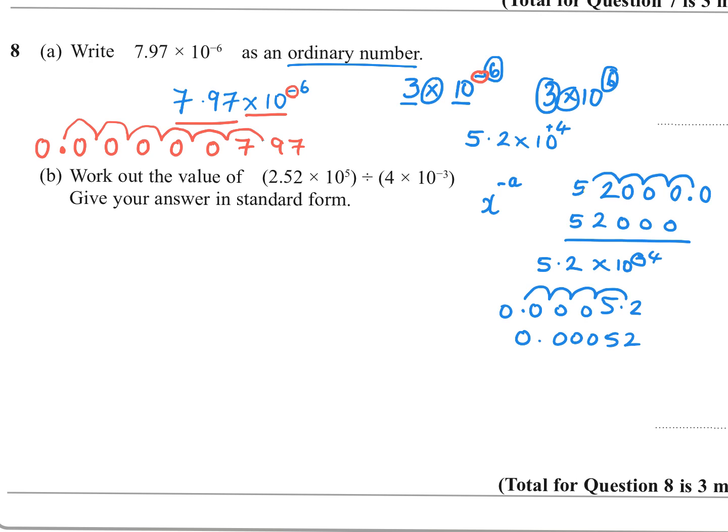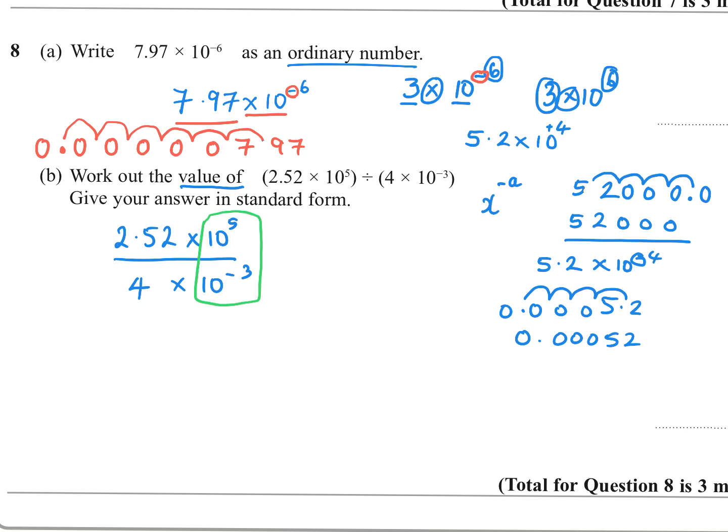So part B says we've got to work out the value now of 2.52 times 10 to the 5 divided by, and I'd write it this way, 4 times 10 to the minus 3. Well, we don't have a calculator in this particular part of the exam, so let's do the indices first. So we have a common base here. Basically, they're both 10 to the power of something. So we know when we divide, we take the powers away.